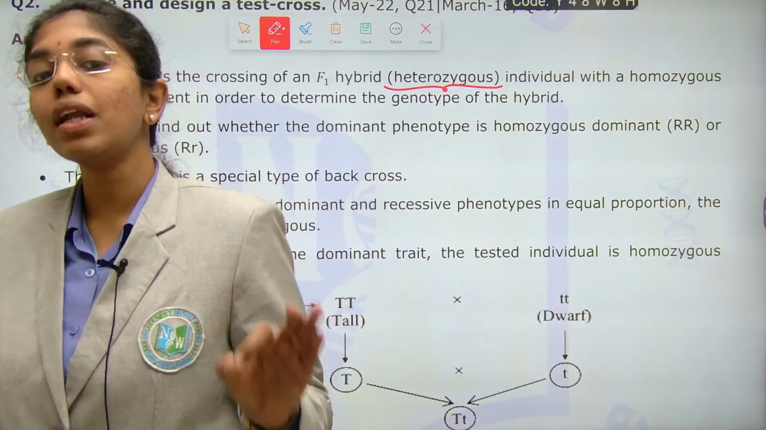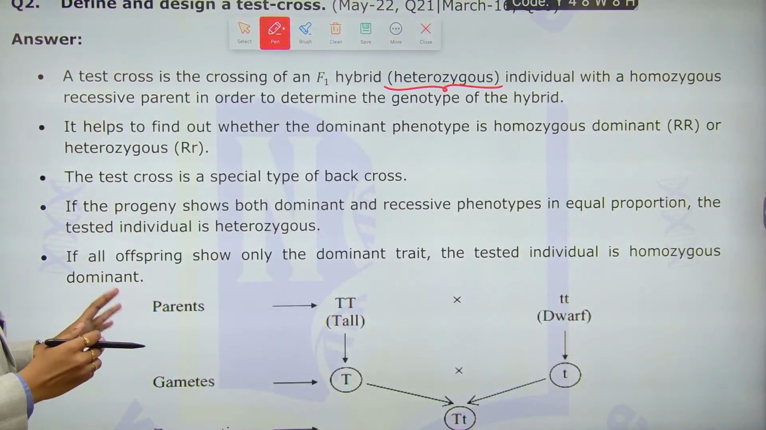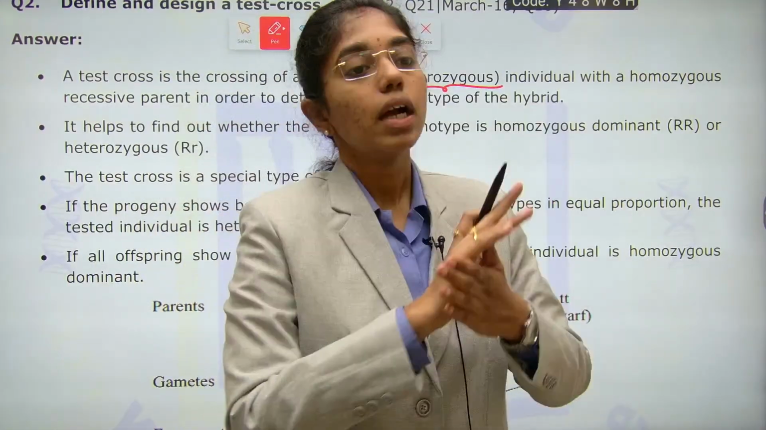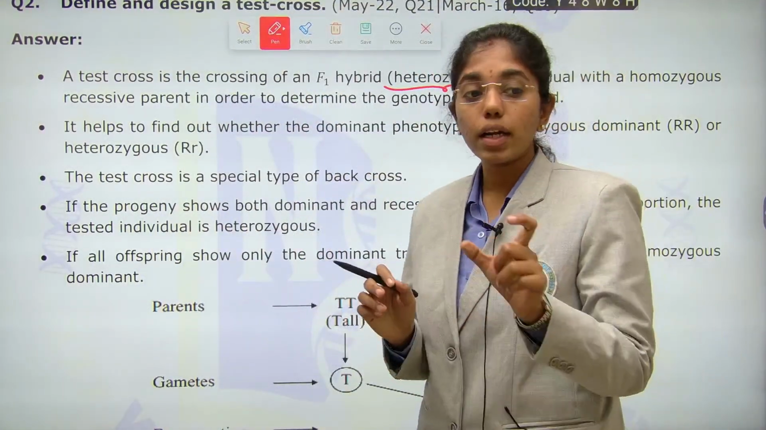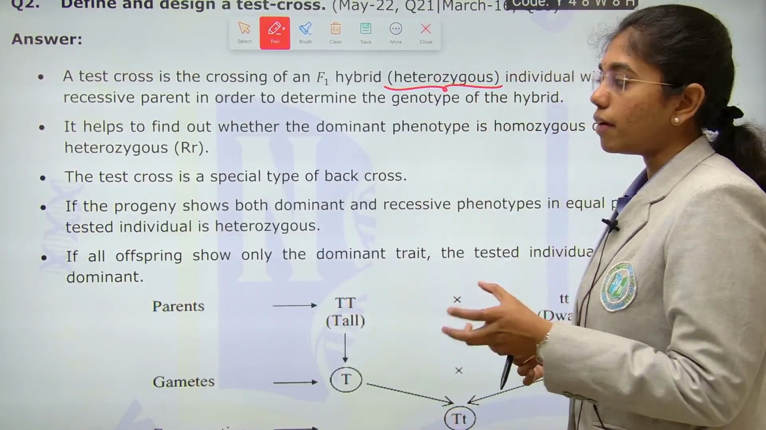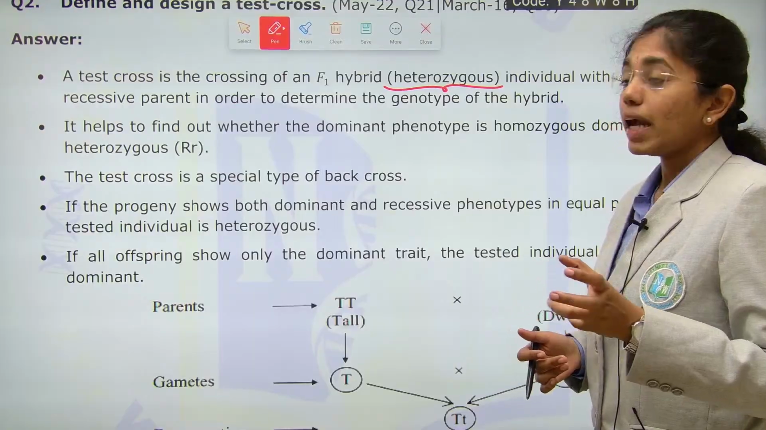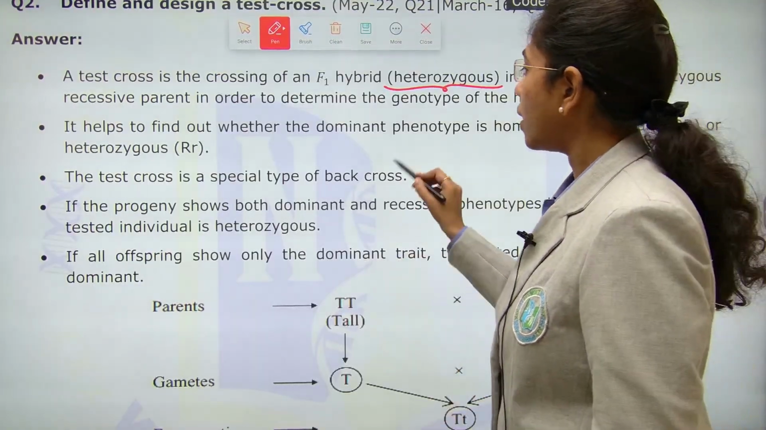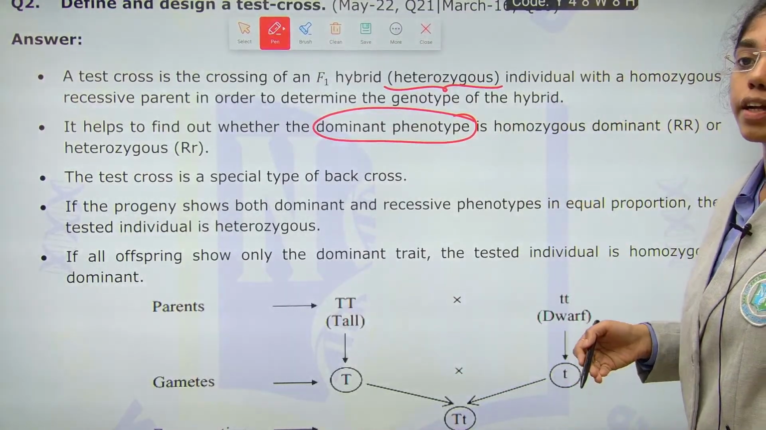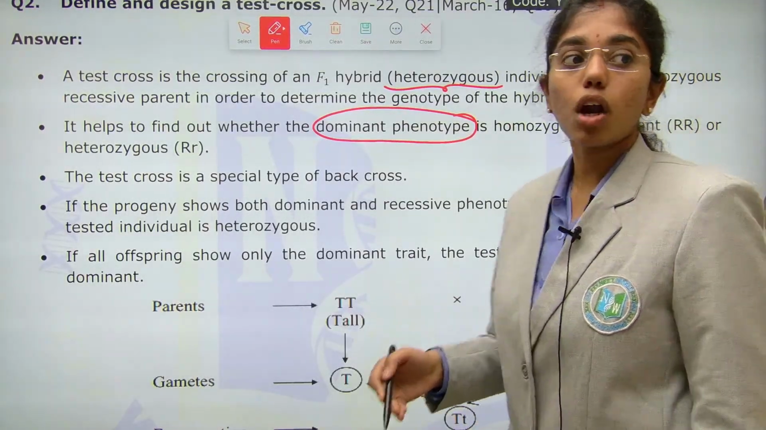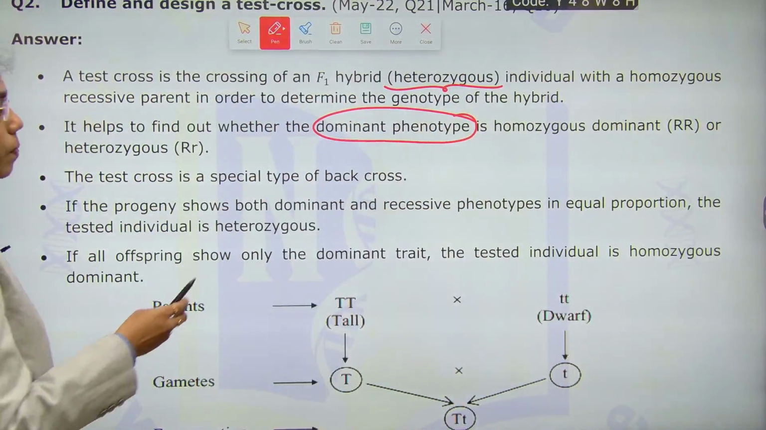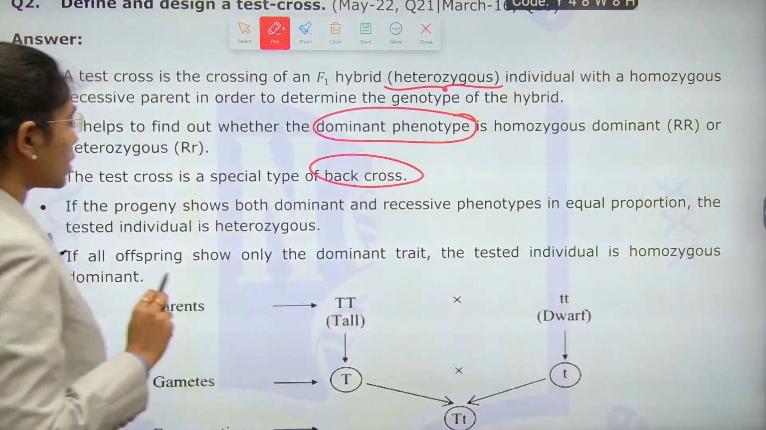You should know the clear reason why test cross is conducted: to identify the genotype of the F1 generation. In the F1 generation, it helps us find out whether the dominant phenotype is homozygous dominant or heterozygous dominant. Test cross is a special type of back cross.